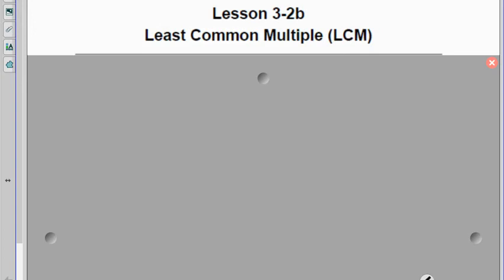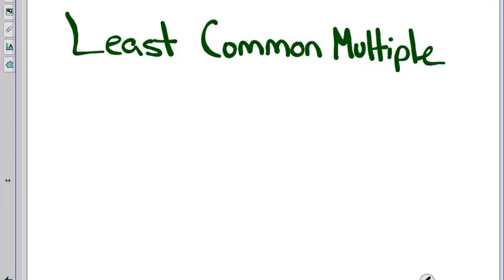Lesson 3-2b. This is the second half of lesson 3-2. We're going to be talking about the least common multiple. What is the least common multiple? These words seem familiar, but yet different. So let's look at them.